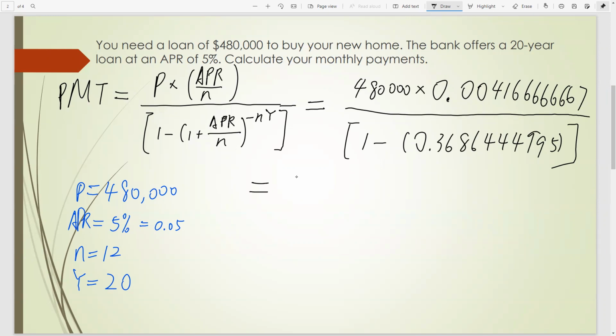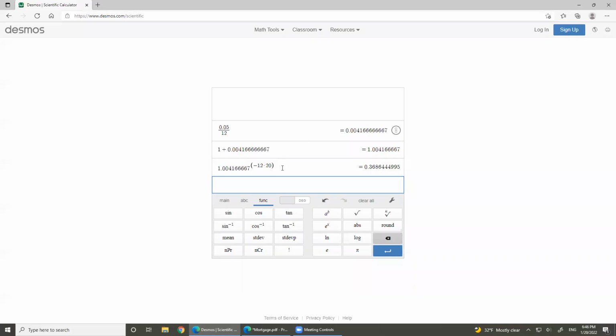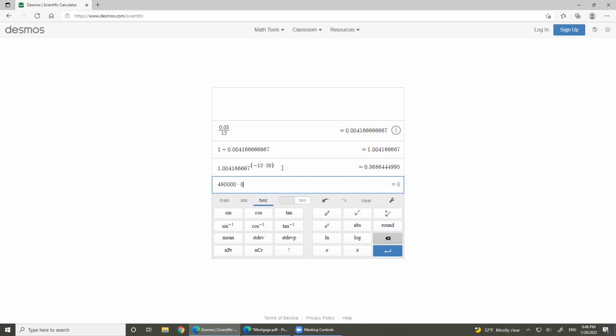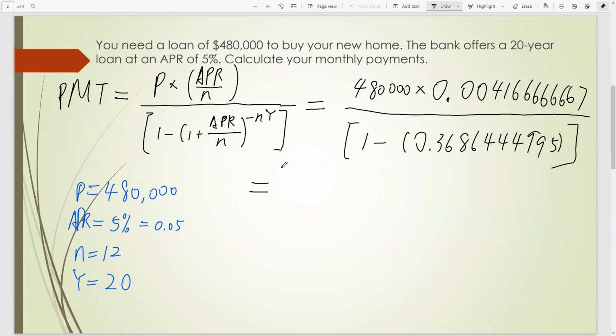Then the product on top and the difference on the bottom are what we need to find. 480,000 multiplied by 0.05 divided by 12, or in other words, multiplied by 0.0041667, gives about 2,000. So the numerator is 2,000.